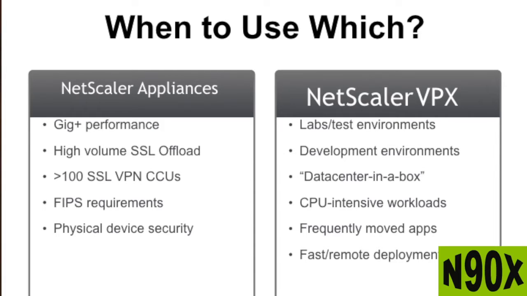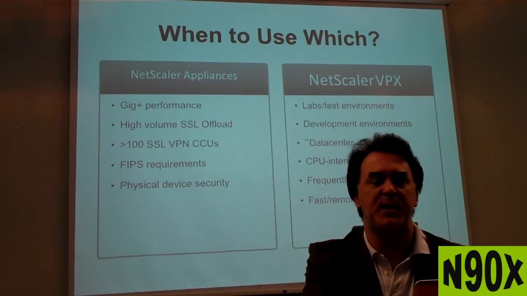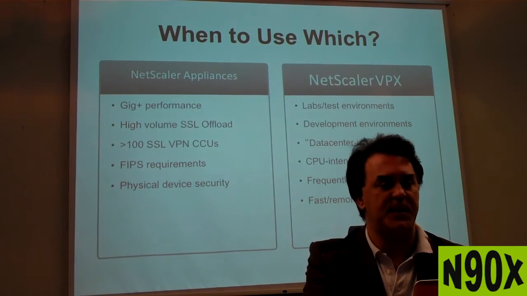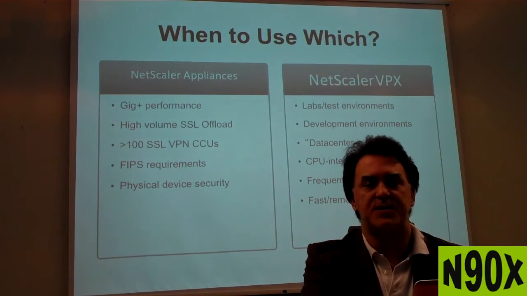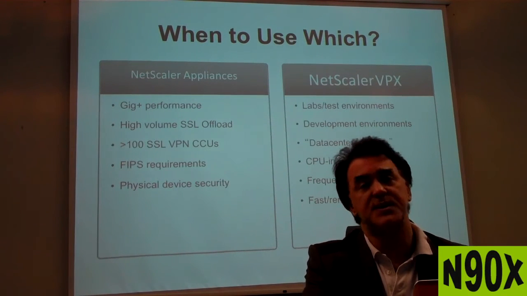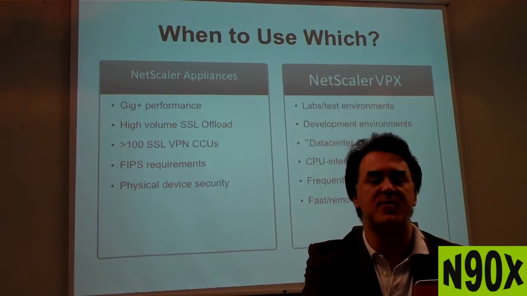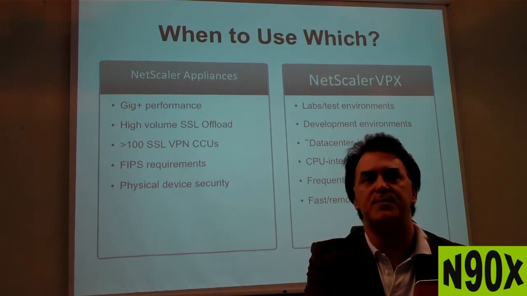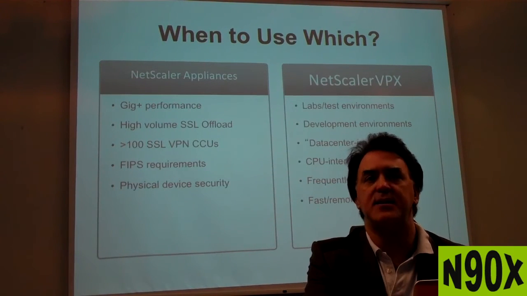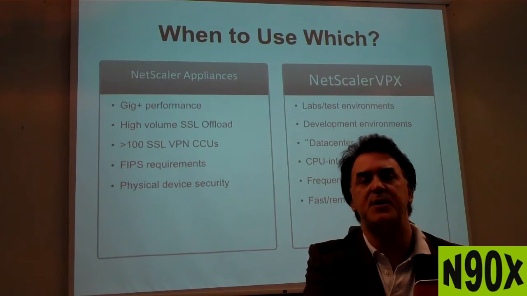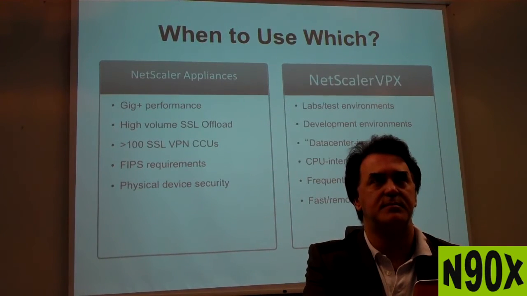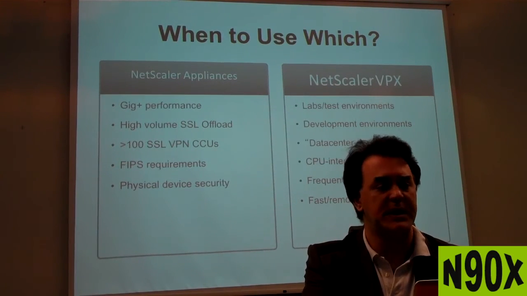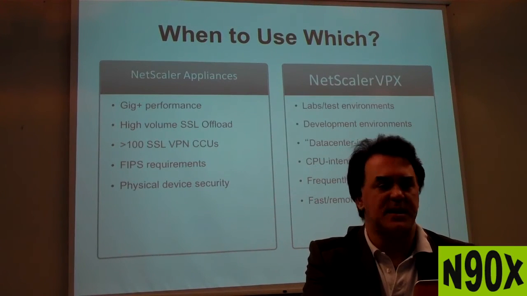When to use which? If you're in a heavy-duty production environment, you're going to want the hardware appliances. If you're in a lab or testing, certainly the VPX is fine. Also, there is a use case where if you need highly CPU-intensive workloads, it's going to be more cost-effective to get, say, a dual 8-core server, so now you've got 16 CPUs that can run CPU-intensive filtering on each packet, because the NetScaler can do deep packet inspection. That's one of the use cases that's been brought about.